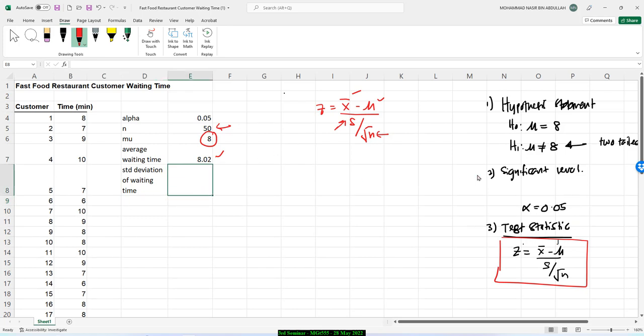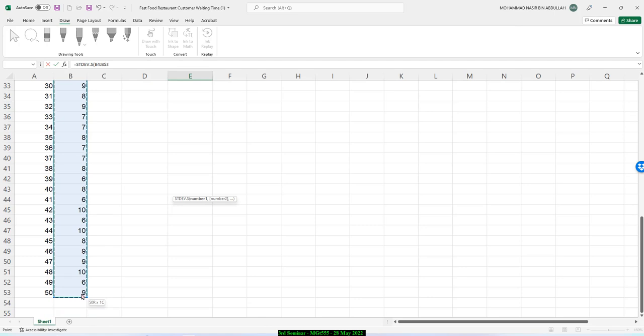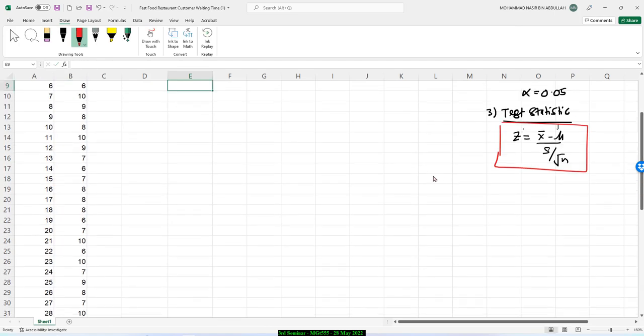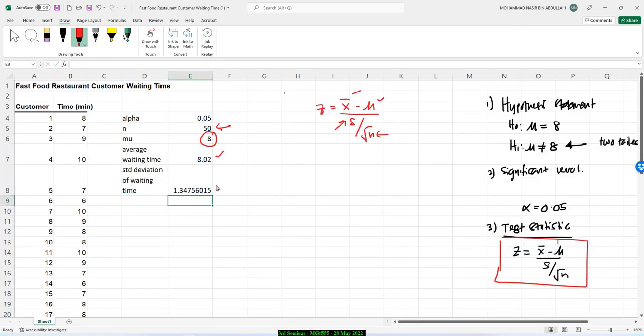So, STDEV, which we learned earlier. We highlight from here to here and close the bracket. We get the standard deviation as 1.34. Since the formula has square root of N, we type SQRT of N. N is 50, so we get 7.07.